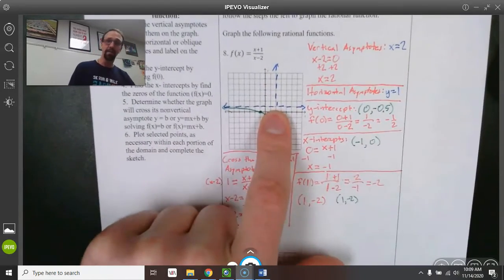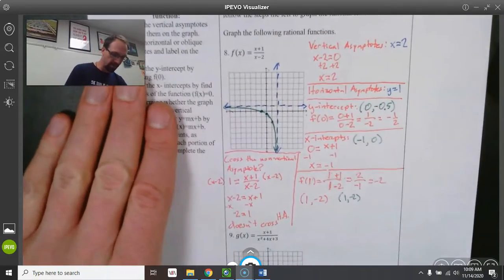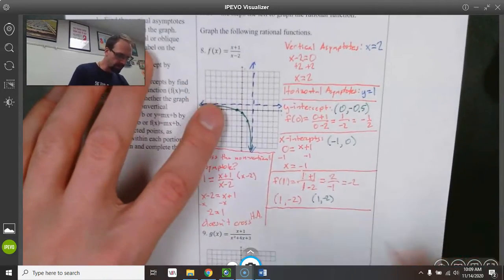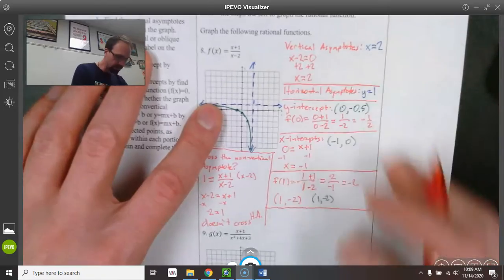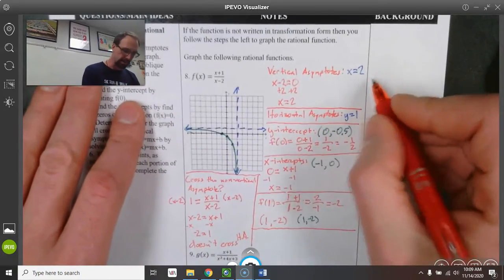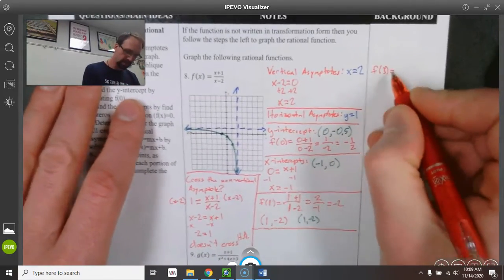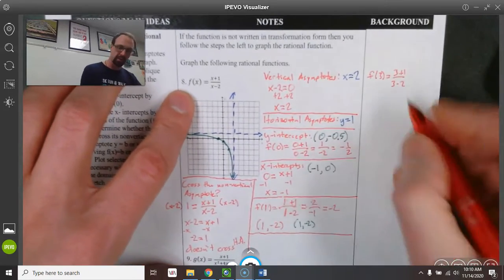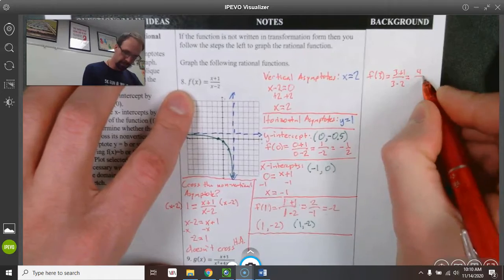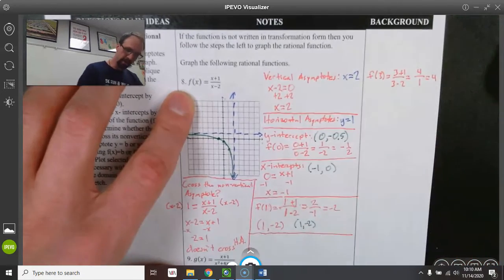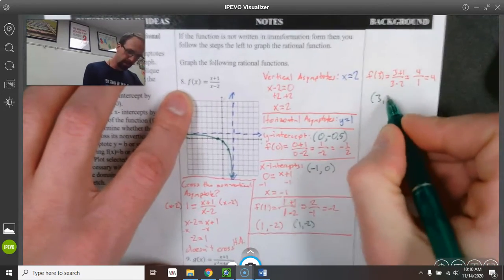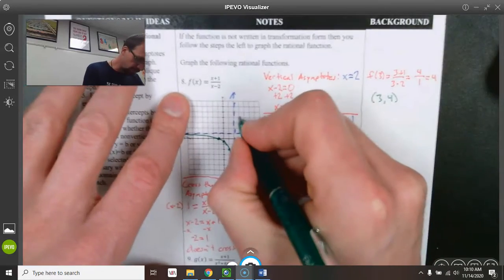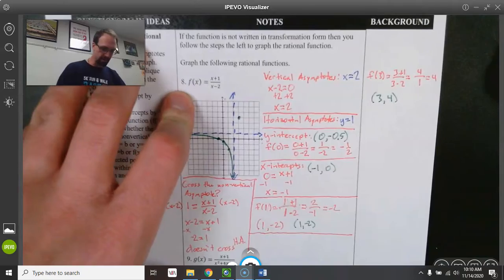And then I need some other points for up here as well. Let's do 3. So f of 3 is 3 plus 1 over 3 minus 2. 3 plus 1 is 4, over 1, which is 4. So this gives me the point 3, 4. 1, 2, 3, 1, 2, 3, 4. So this point exists.